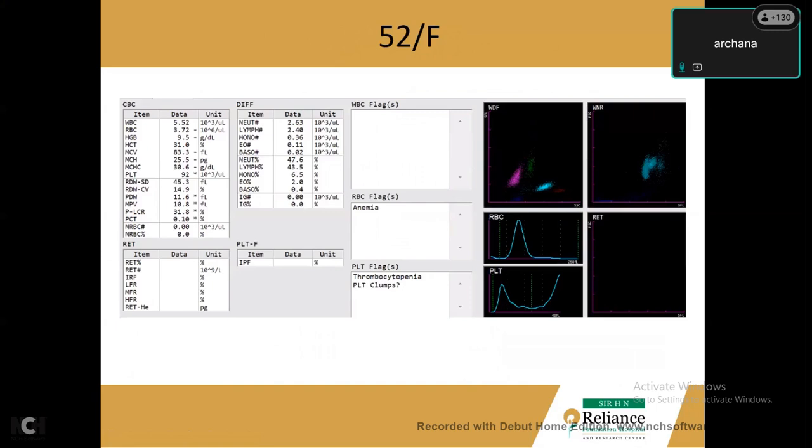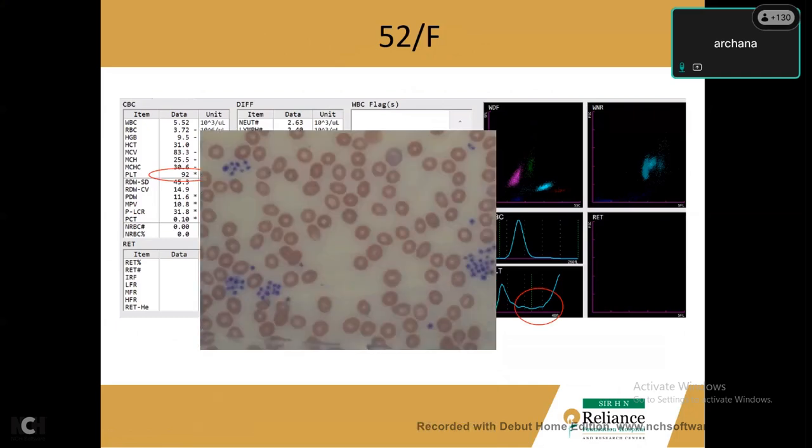And coming to the last few of my cases. So if you look at the platelet count, it's 92,000, but giving an asterisk, and you see the platelet histogram, it's not really touching the baseline, and it's giving me a flag of platelet clumps. So the next thing I need to do in this situation would be make a peripheral smear, and we saw platelet clumps. So what do we do next?